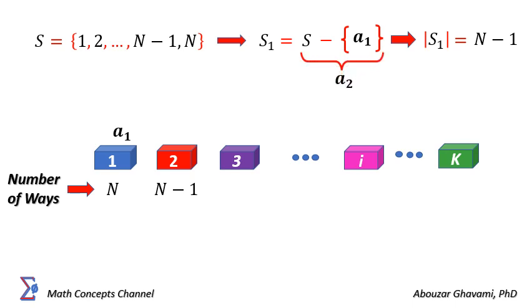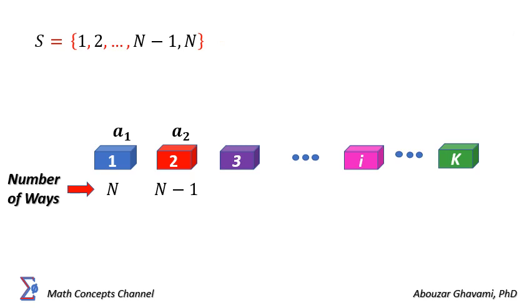Let's select an arbitrary object from S1 and put it into the second place. Let's call this object A2. We filled up the first and second places with A1 and A2. As we are not allowed to repeat objects in this permutation, we can't use these two objects to fill up the remaining places. Let S2 denote the set of objects that we can use to fill up the remaining places.